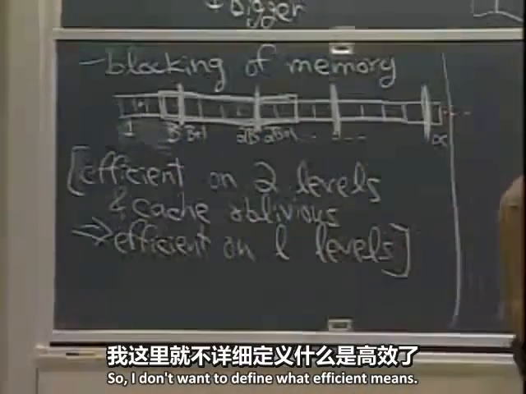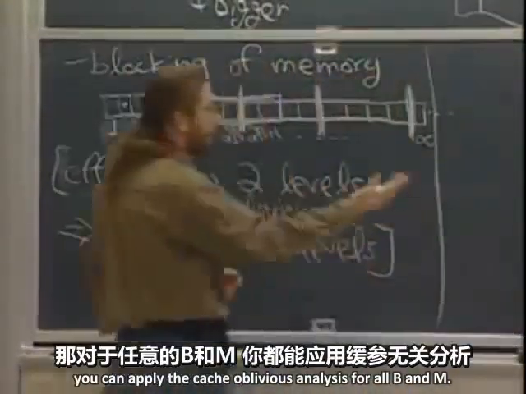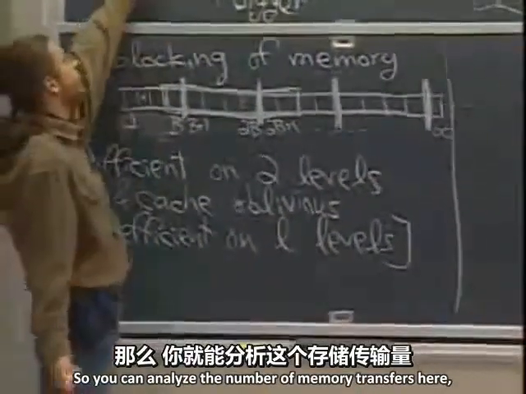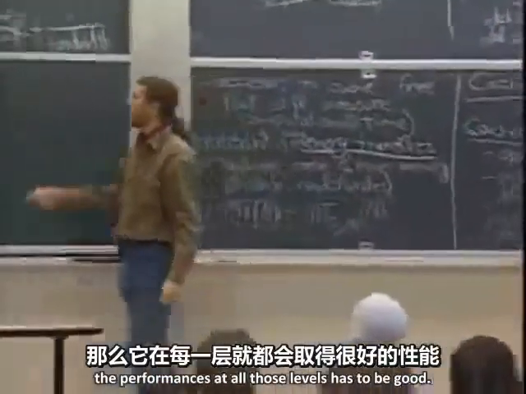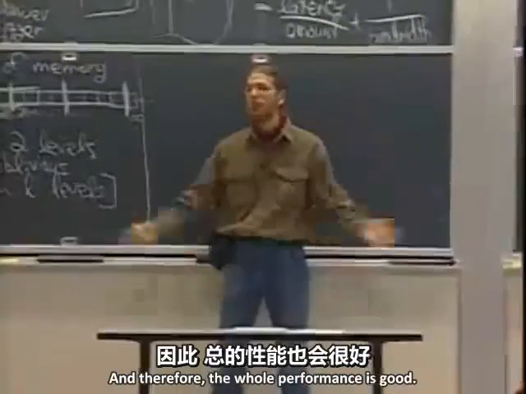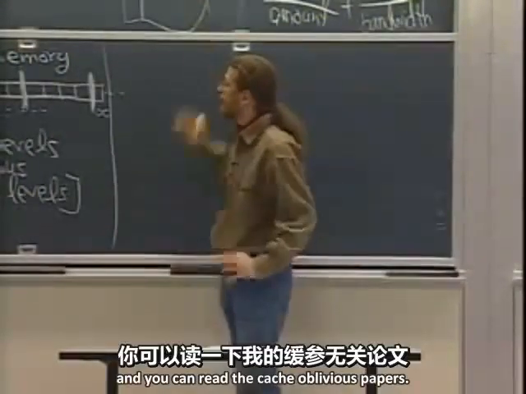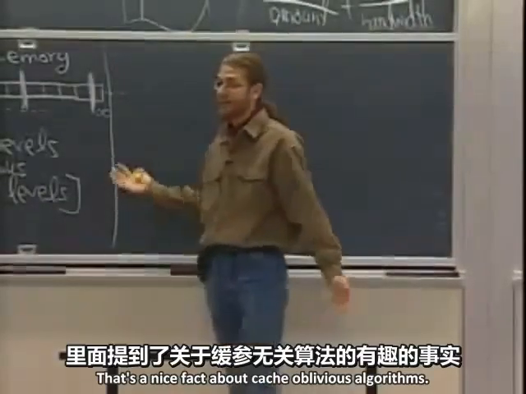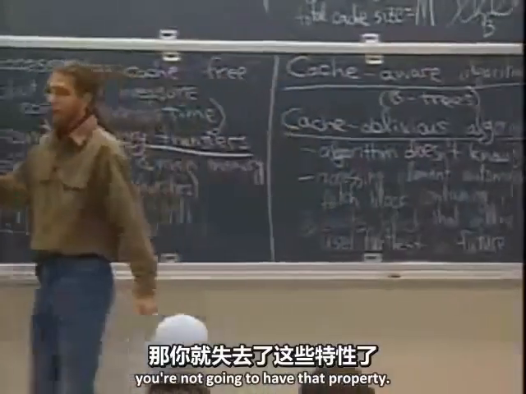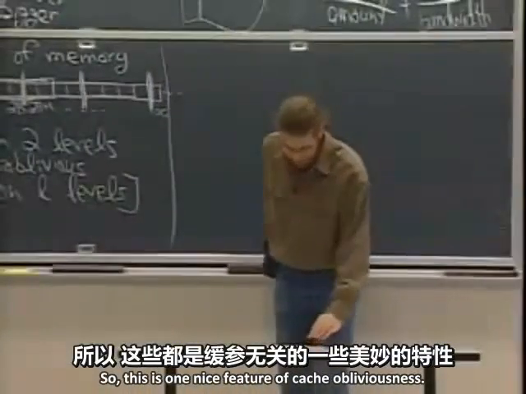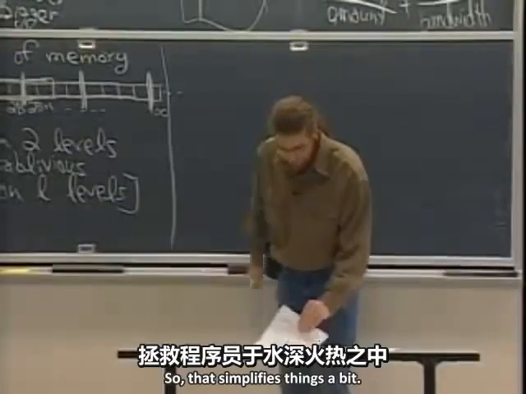Say L levels. I don't want to define what efficient means. But the intuition is if your machine really looks like this and you have a cache-oblivious algorithm, you can apply the cache-oblivious analysis for all B and M. So you can analyze the number of memory transfers here, here, here, here, and here. And if you have a good cache-oblivious algorithm, the performance at all of those levels has to be good. And therefore, the whole performance is good. Good here means asymptotically optimal up to constant factors, something like that. I don't want to prove that, but you can read the cache-oblivious papers. That's a nice fact about cache-oblivious algorithms. If you have a cache-aware algorithm that tunes to a particular value of B and a particular value of M, you're not going to have that property. So this is one nice feature of cache-obliviousness. Another nice feature is that when you're coding the algorithm, you don't have to put in B and M. So that simplifies things a bit.